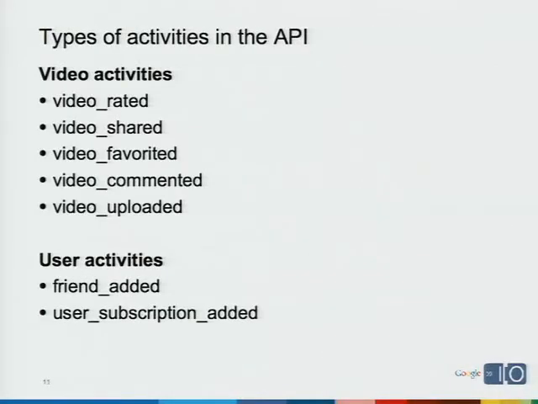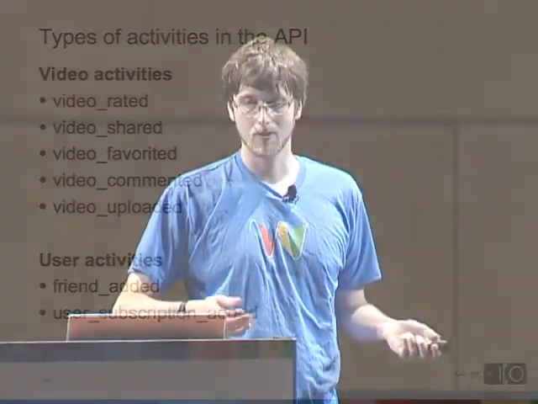So, without getting ahead of ourselves, the activities that we currently expose are usually related around videos, like the video rated, shared, and favorited events. We also have some user activities, so if you add a friend, the feed will reflect that this user just added a friend. Similarly, if they added a user subscription. But what does it look like?